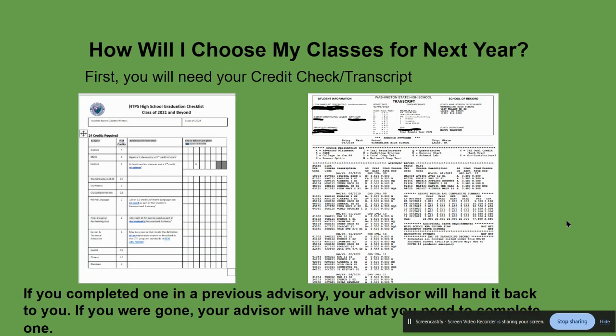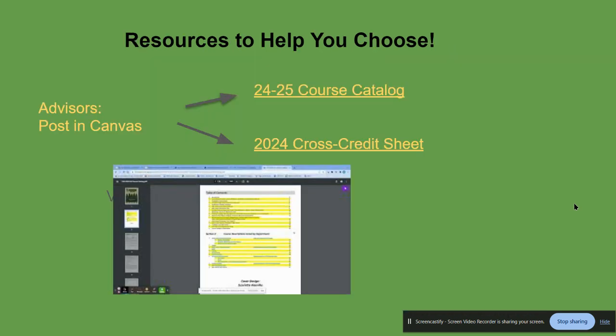These are the forms that I was talking about. So everybody should have a completed copy of their credit check and a transcript. And this is what's going to help you decide what specific classes you need for graduation beyond just your English, your math, science, and history.